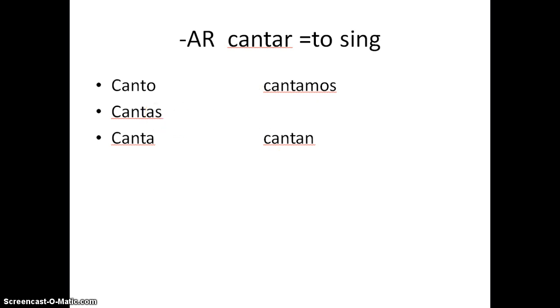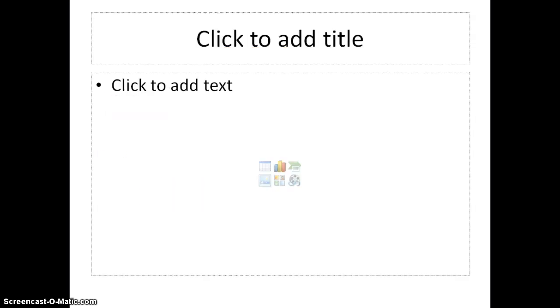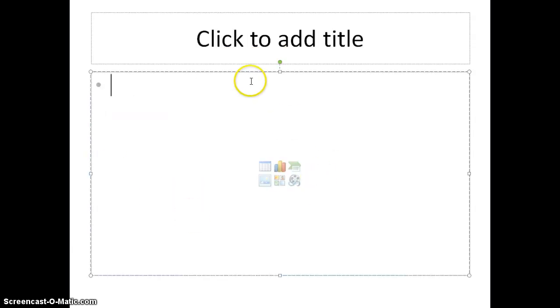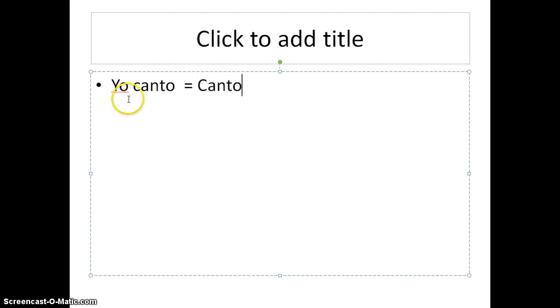So the use of the subject pronoun in front of the verb is optional. Yo canto is the same as canto. This means I sing, and this means I sing.